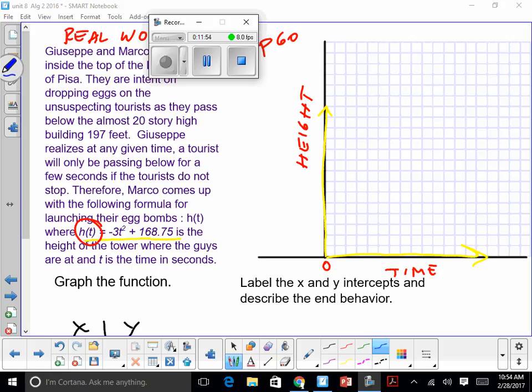The big deal on these is that they're real world problems. So the computer doesn't know it. You do. So you need to know time always goes on the bottom, on the x-axis.